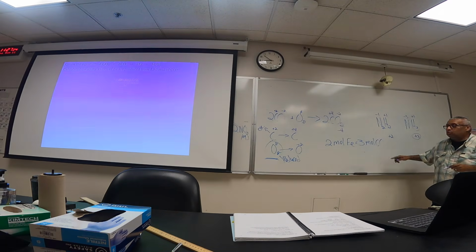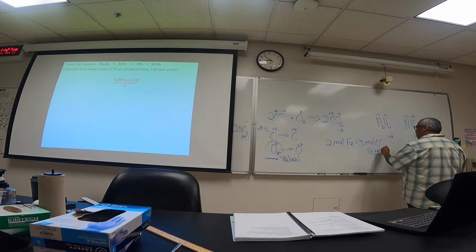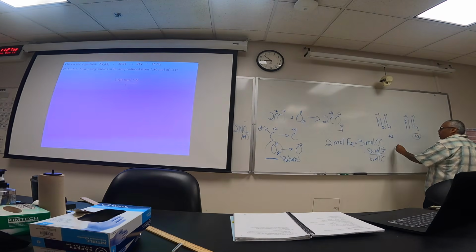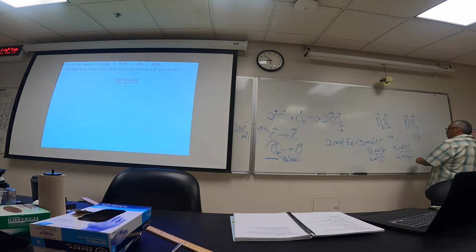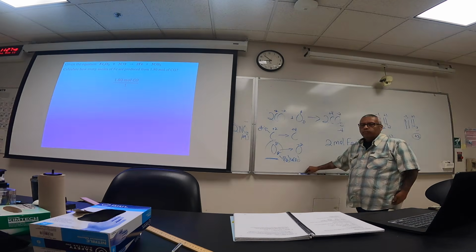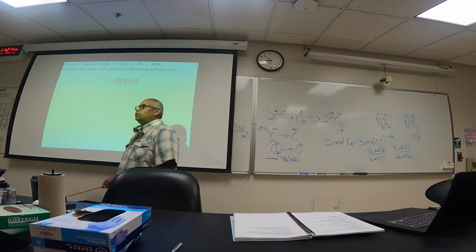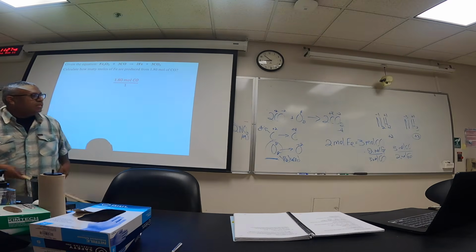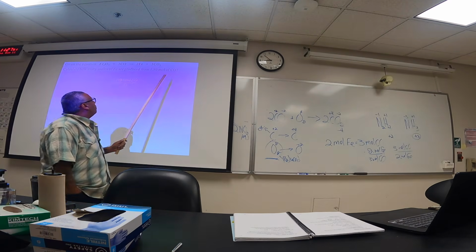And I can turn this into a conversion factor. I can say for every 2 moles of iron, we have 3 moles carbon monoxide, or I can write it as 3 moles carbon monoxide for every 2 moles of iron. These are what we call molar ratios. It's not the only one I can write. I can write plenty more.